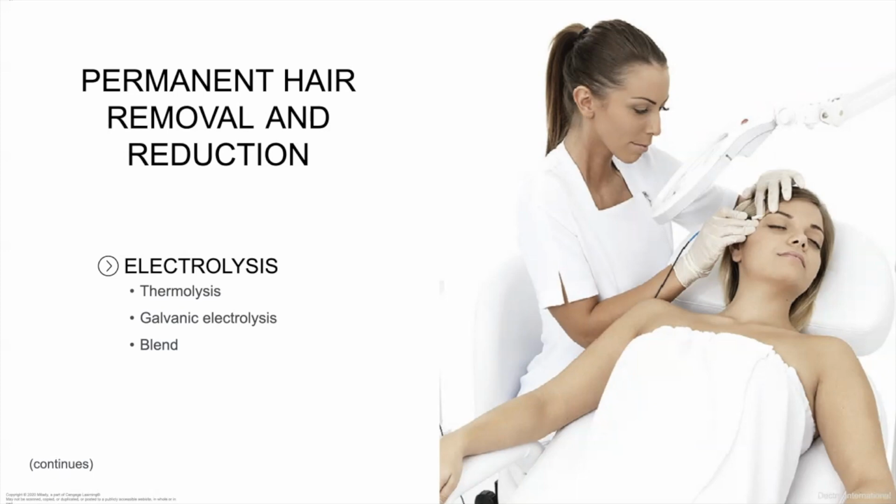The three main modalities are thermolysis, which is an alternating current to destroy the dermal papilla; galvanic electrolysis, which is a direct current to create a chemical reaction to decompose the follicle; and blend, which combines both methods applied alternatively or simultaneously. The electrolysis pros are it's the only method of permanent hair removal recognized by the FDA.